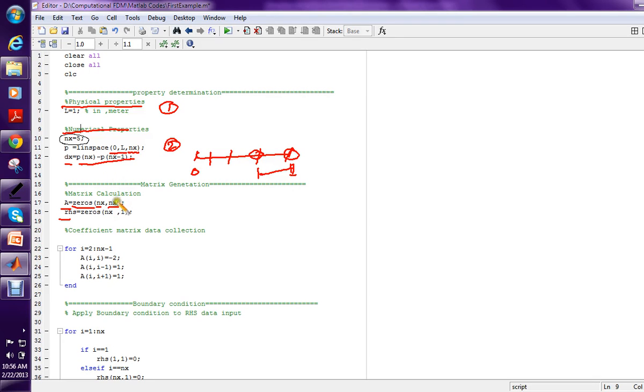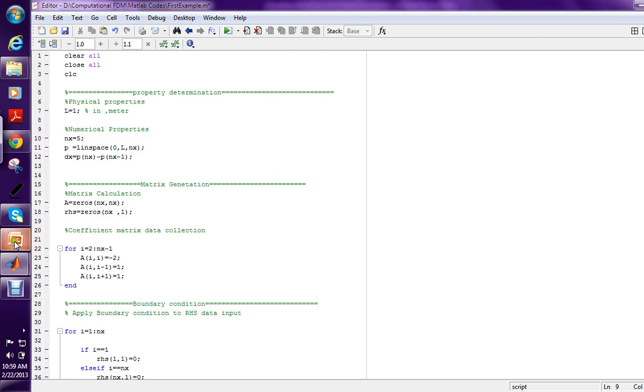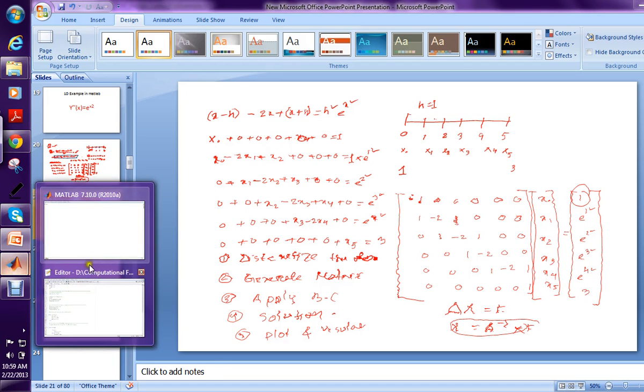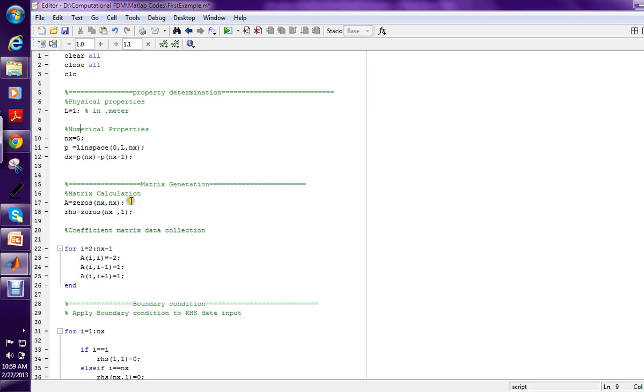That's why we have generated a vector, because we have seen here that the number of rows and number of columns are the same. Because we have 1 2 3 4 5 6, we have 6 nodal points, so 6 rows, because we have 6 unknown values, 6 equations and 6 unknown values. So we have 6 columns. That's why I have selected this. We have to generate a matrix having the same number of rows and columns.